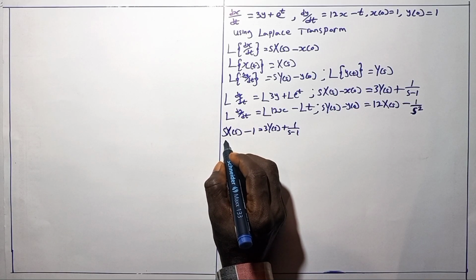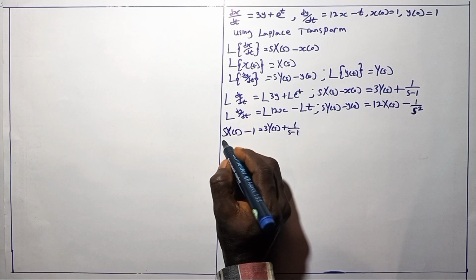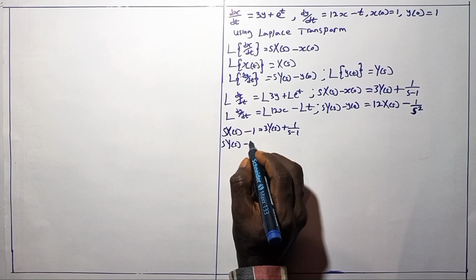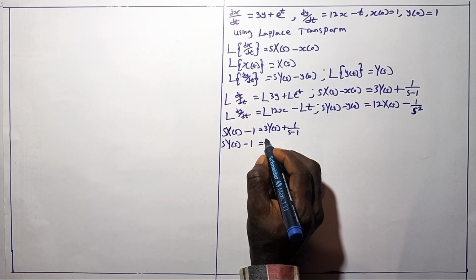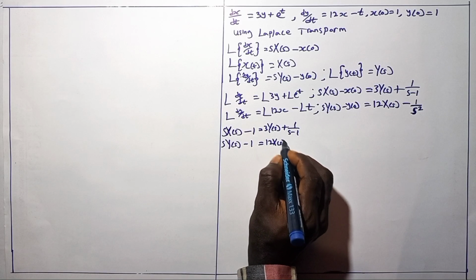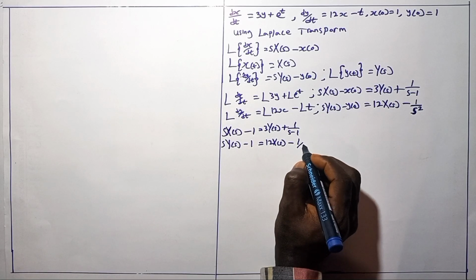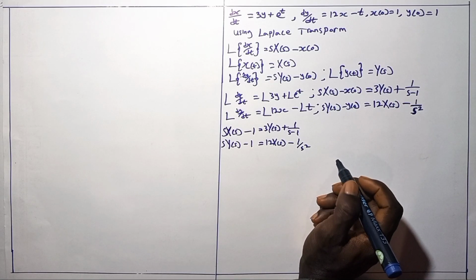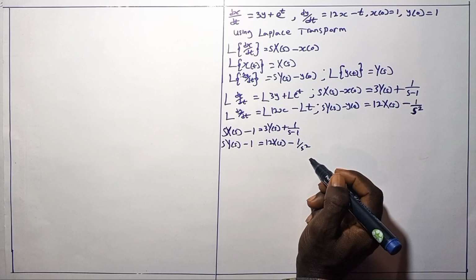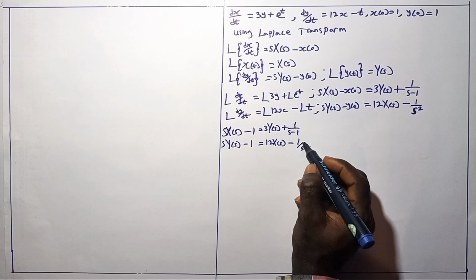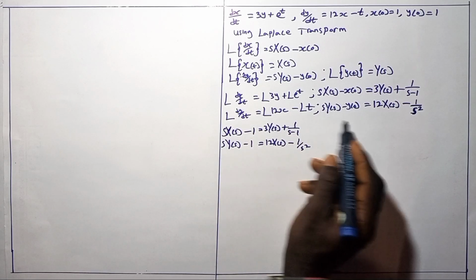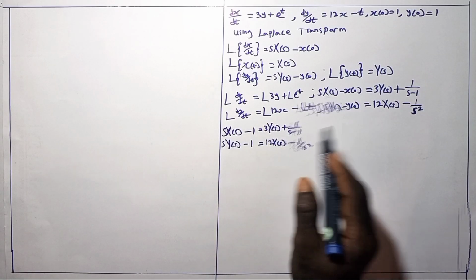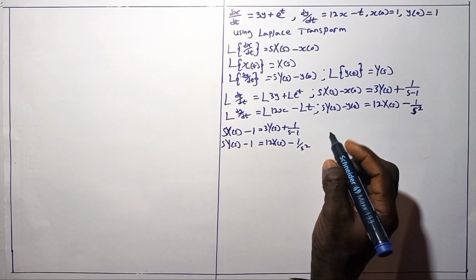Then for this as well, the same thing, 12 x of s minus 1 over s square. So now let's try to connect like terms. Let the unknown stay together, then the known, let them stay together.